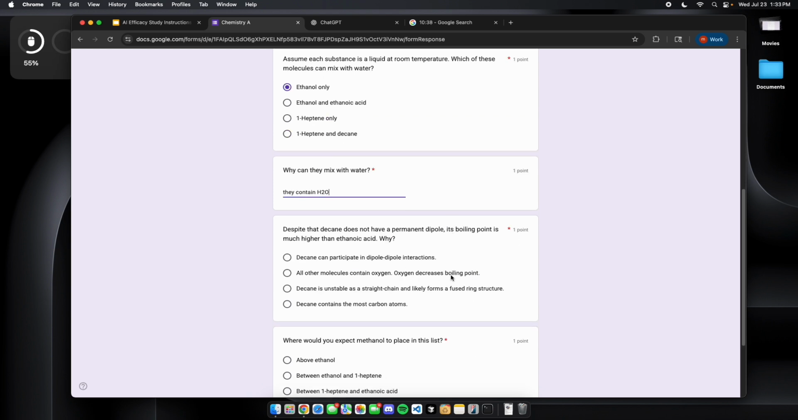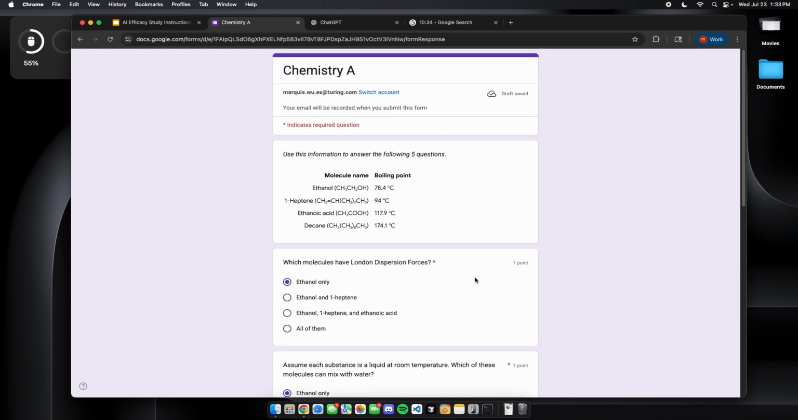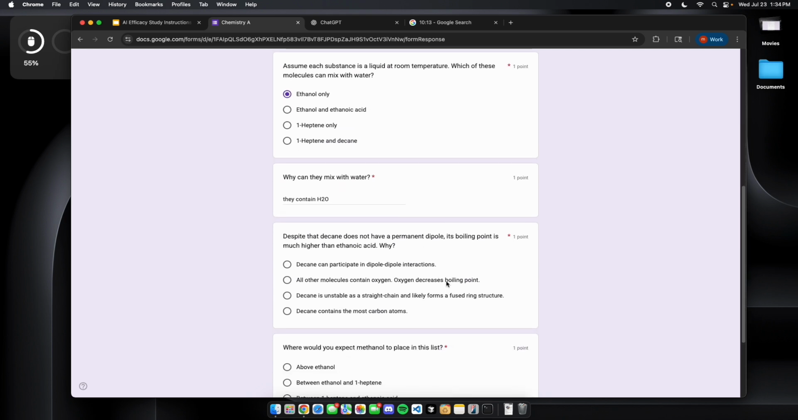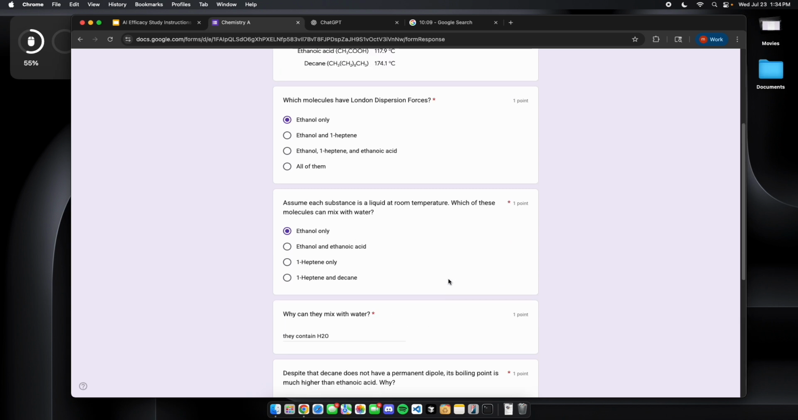This point right here says all other molecules contain oxygen. Oxygen decreases the boiling point. I thought this was correct. However, 1-heptene does not contain any oxygen either. However, it has less, around half as much of the boiling point as decane does. So I don't think this can be it. I would say decane contains most carbon atoms.